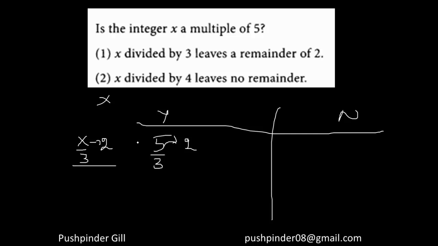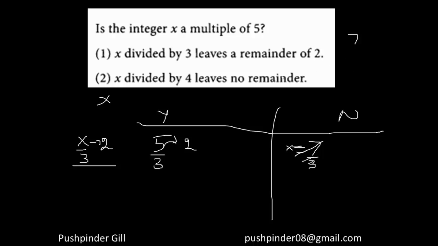Now let's try getting a no. So how can we get a no? Let's try a number. Okay, 7. When x is equal to 7, when 7 is divided by 3, it leaves remainder 1. No, 7 will not work.